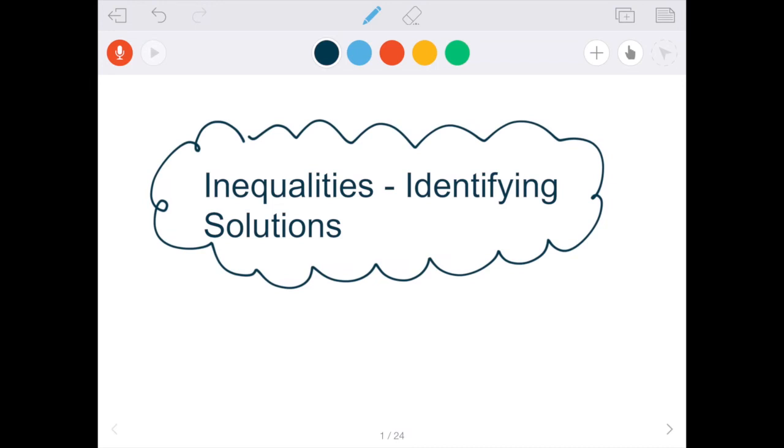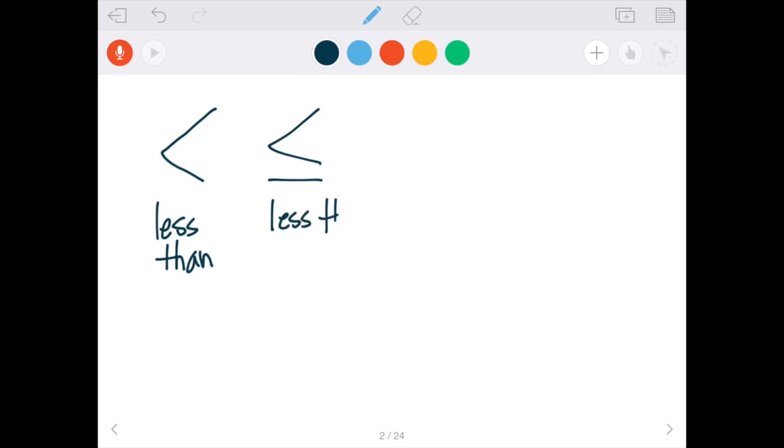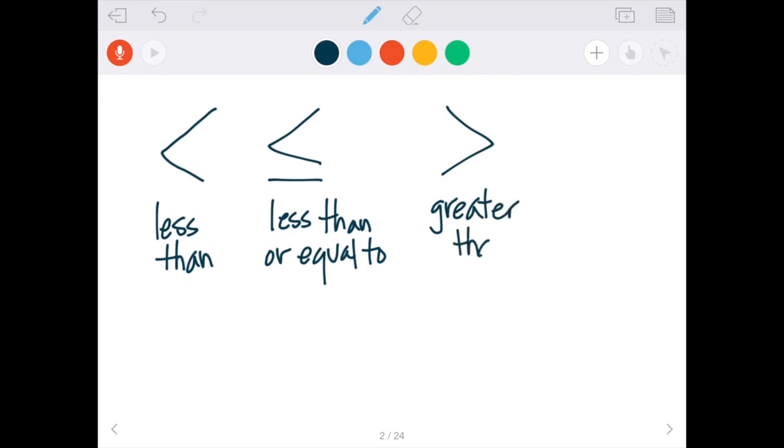So let's talk about the inequality symbols. They are less than, or equal to, greater than, and greater than or equal to.